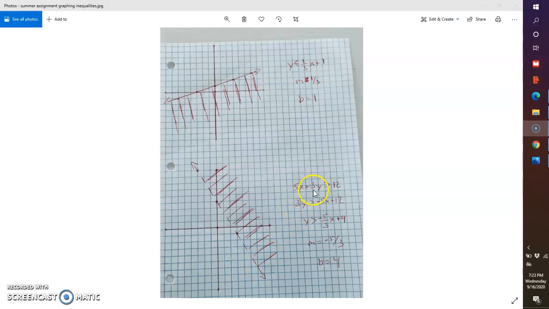And I plug 0, 0 in for the shading part. Now, if you notice, it's a greater than sign, so it's a dotted line, once again. But I plug that 0, 0 in for the shaded part. 5 times 0 plus 3 times 0 is 0. We get 0 is greater than 12. Well, that's false. So we shade away from the 0, 0 point.